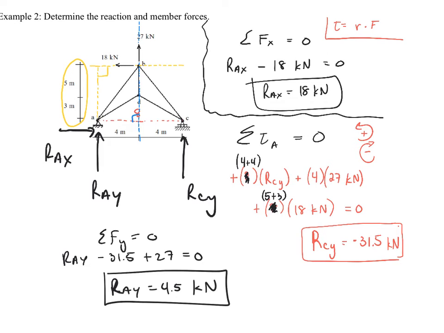Can you ever try and find RAY with RAX? Could you find RAY? The only way you could find RAY is if you did the sum of the moments about C, because then this would not create a torque. And this, you have a value already, right? So you could technically solve for this if you wanted to, if you did the sum of the moments about this. But it doesn't matter. Either direction works.